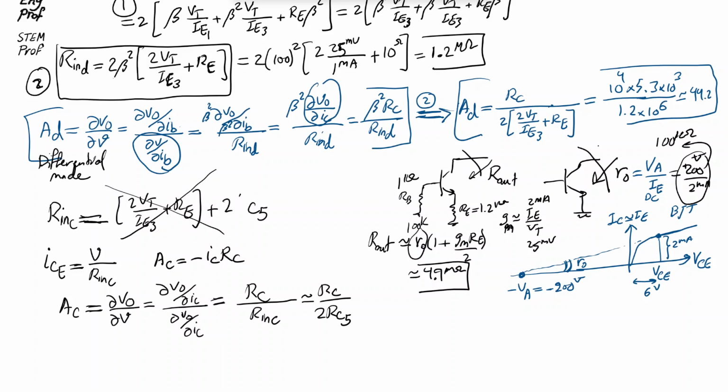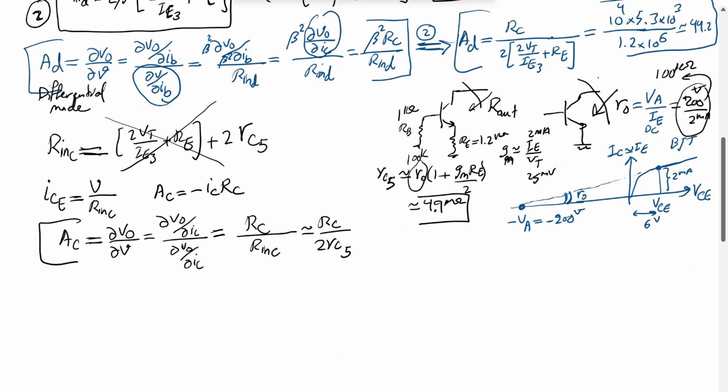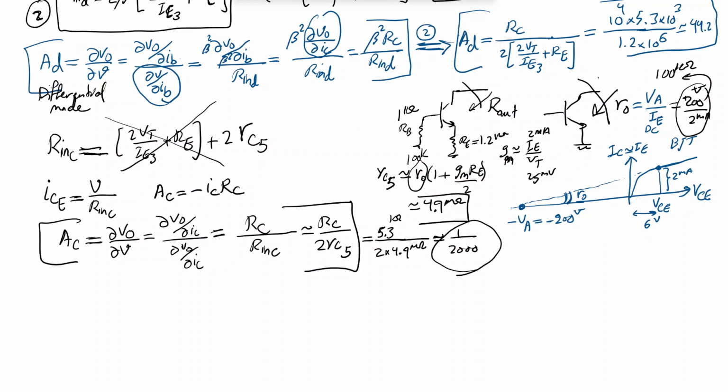To avoid confusion, let's use a small letter r for this guy. So this is basically r collector transistor 5. Okay, that's the small signal common mode gain, which if we compute it, is going to be very, very small. We're talking about 5.3K here, divided by 2 times 4.9 mega ohm, which is just humongous. It's on the order of 1 over 2000, roughly, for the common mode attenuation. Basically there is no gain, as expected.